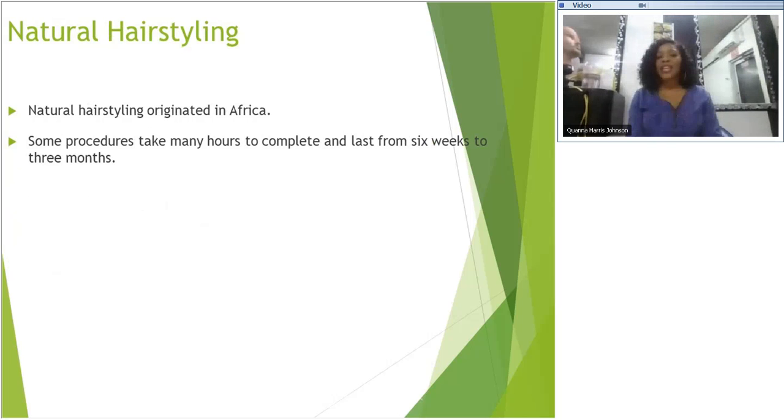Now, natural hairstyles originated in Africa. Some of the procedures take many hours to complete and last from 6 weeks to 3 months. Clients can wear their braids up to 6 months, but you should tell them that they should not wear their braids past 3 months, because after 3 months the hair would actually start to mat. That's if they want a lock style.